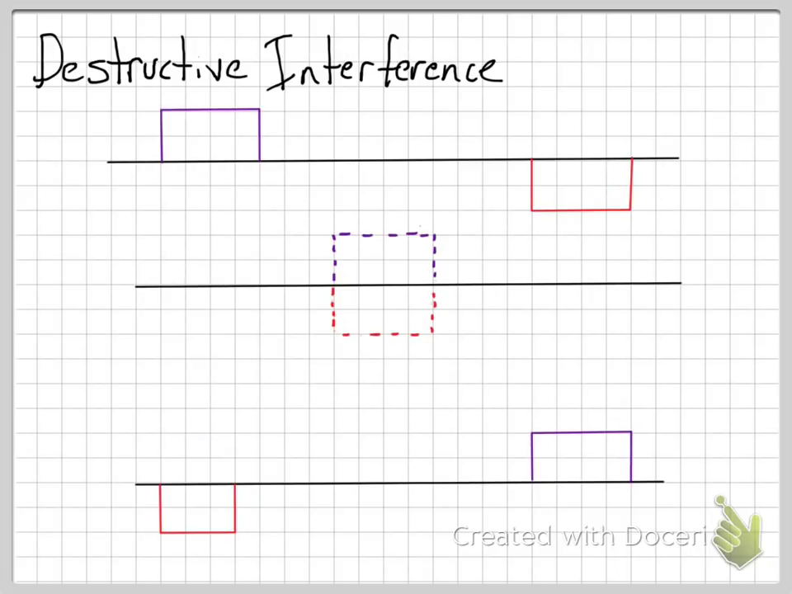The second type of interference is referred to as destructive interference. Destructive interference is when you have a crest and trough coming together.